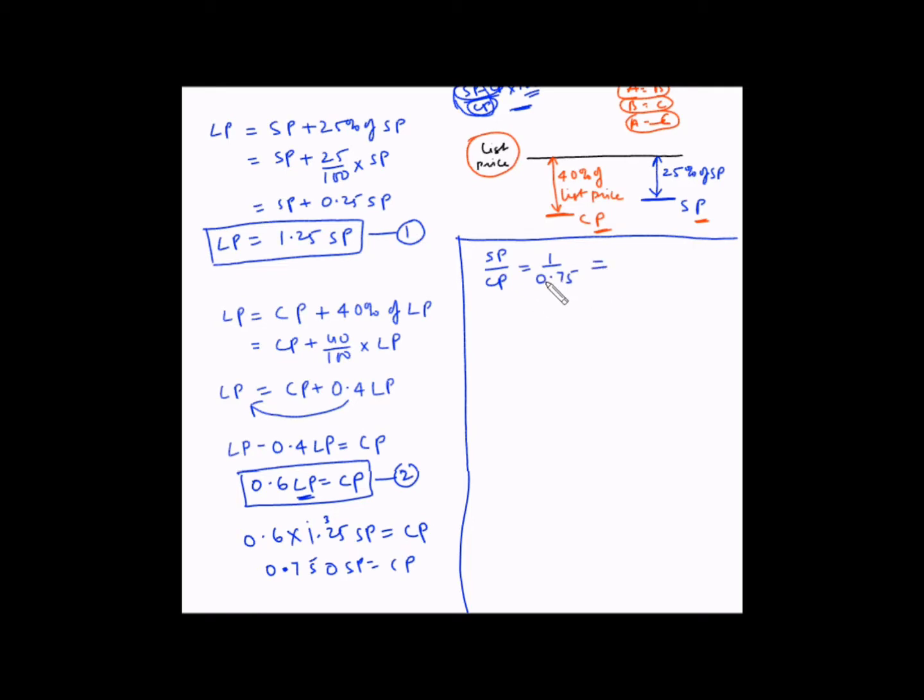Now 1 divided by 0.75 is equal to 1.3333. So we got the relationship between SP and CP.